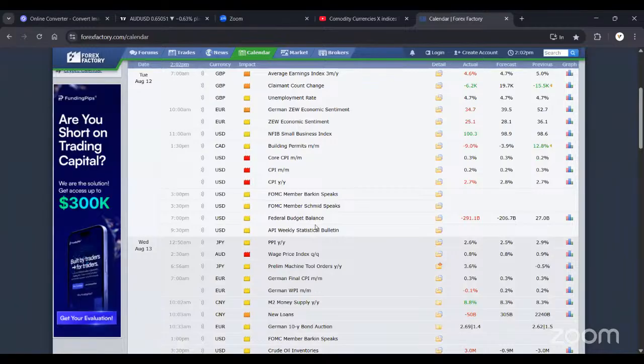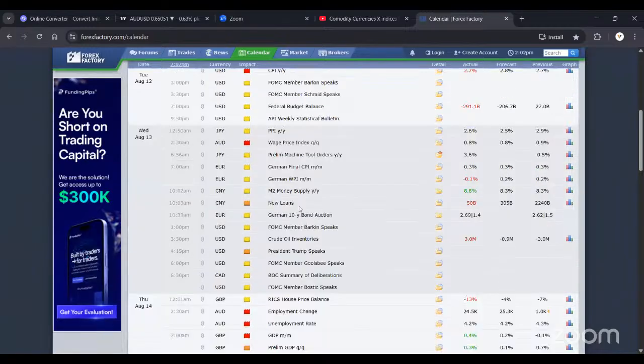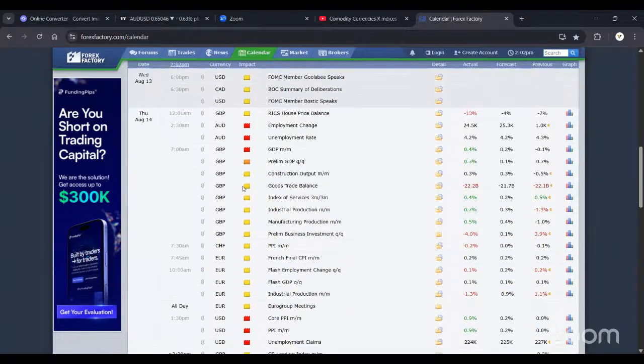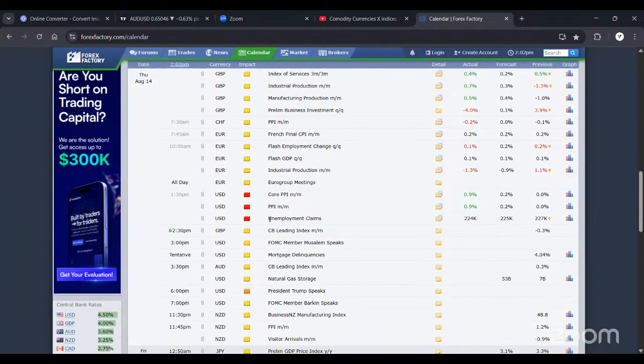So today is August the 14th, being a Thursday, right? And I'm going to refresh this. Give me a second. Okay, so we had one. This is the news release I'm talking about. Core PPI month-on-month and unemployment claims. This came out higher than expected or forecasted.